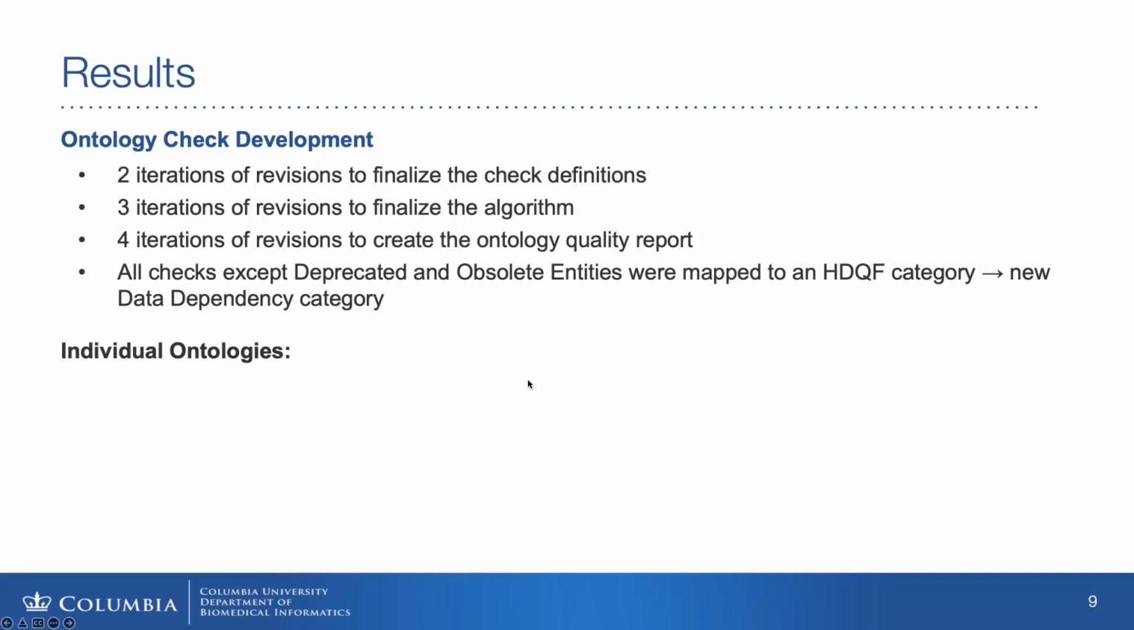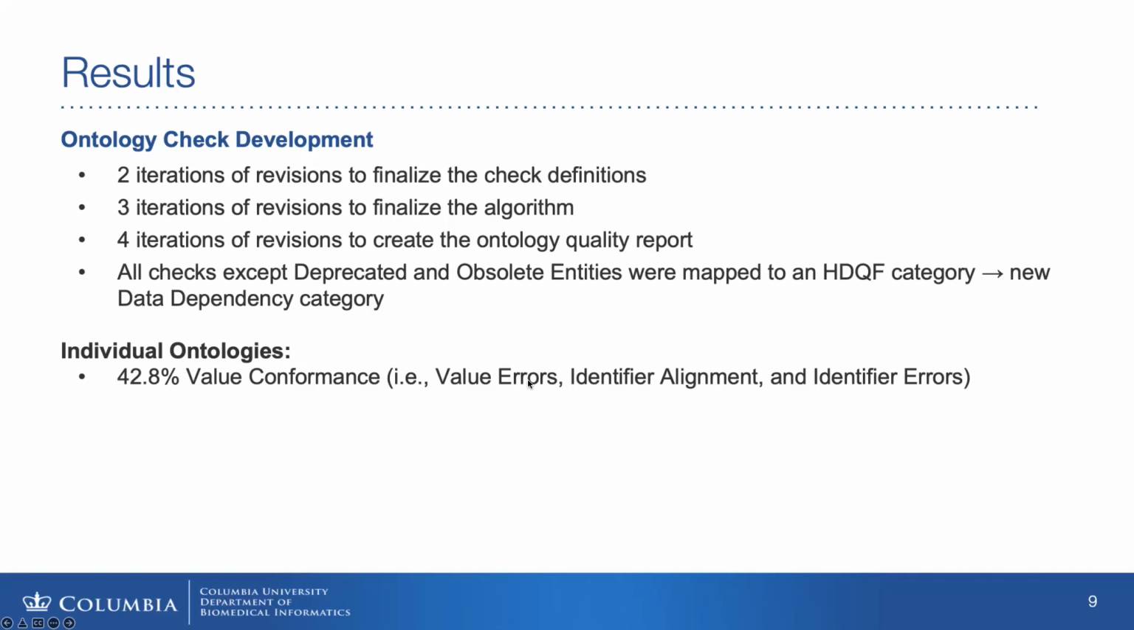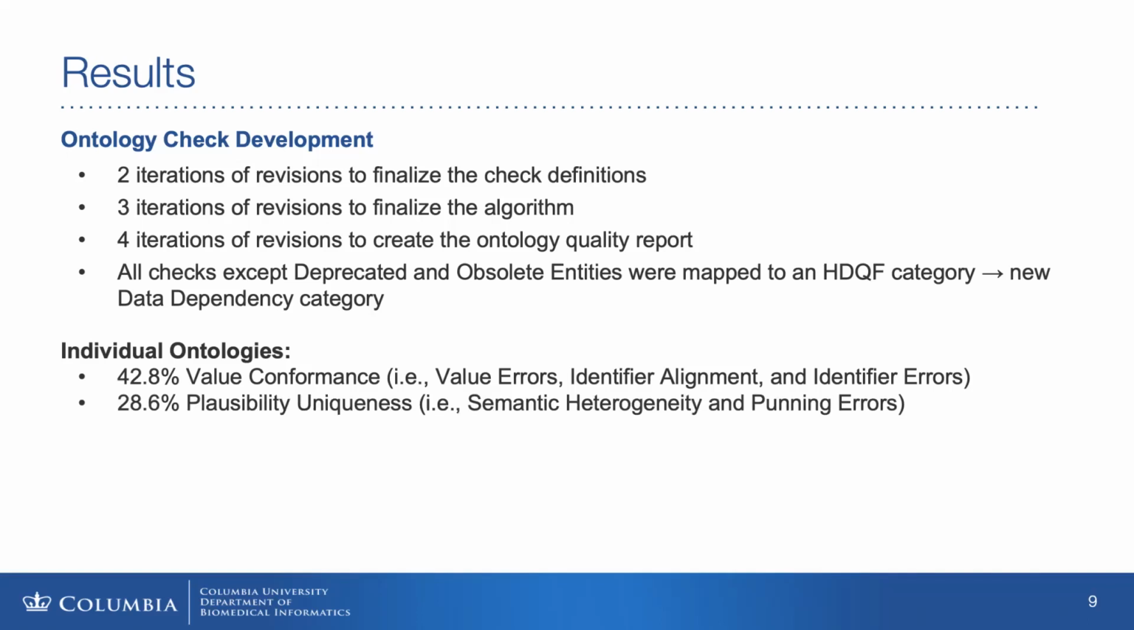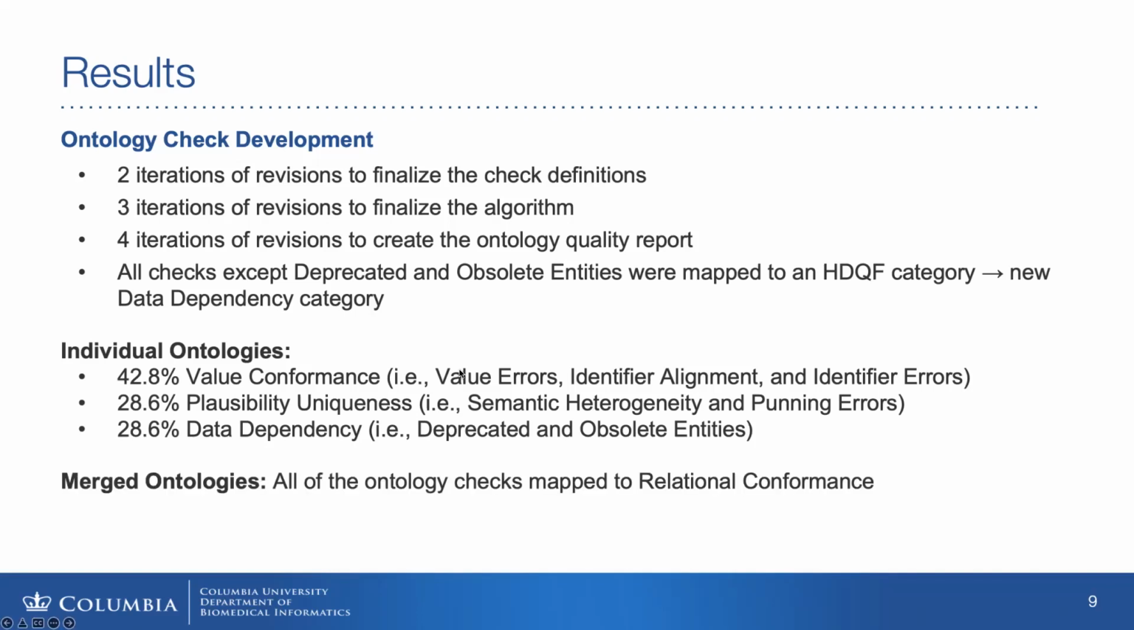At the individual ontology level, 42.8% of the ontology checks were aligned to the value conformance category within the HDQF. 28.6% were aligned to plausibility uniqueness, and the remaining 28.6% were mapped to the new data dependency category. At the merged level, all of the ontology checks map to the relational conformance level.